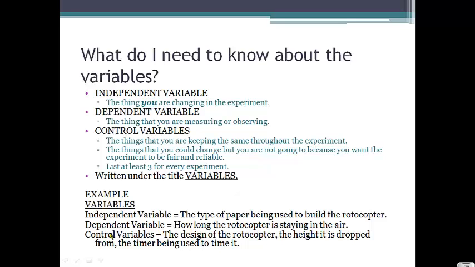And then I'm listing my 3 control variables. They are the design of the rotocopter, the height it is dropped from, and the timer being used to time it. Again, guys, you may have more than 3 control variables, but you only have to list 3 of them for your experiment.